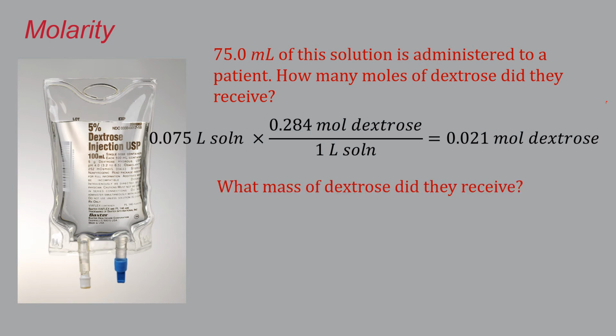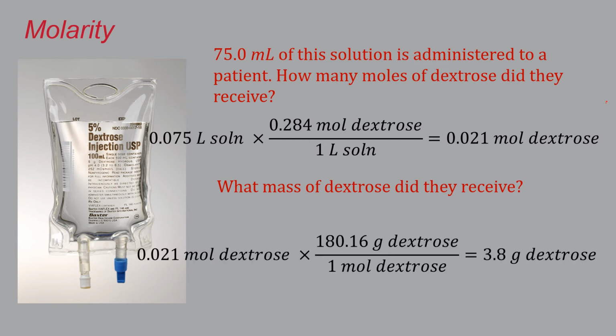To get one more little practice in, what mass of dextrose does that correspond to? How would you do that? Again, the molar mass from a couple slides ago is always the link between those. So we've got 0.021 moles of dextrose times 180.16 grams of dextrose divided by 1 mole. That gives us 3.8 grams of dextrose.